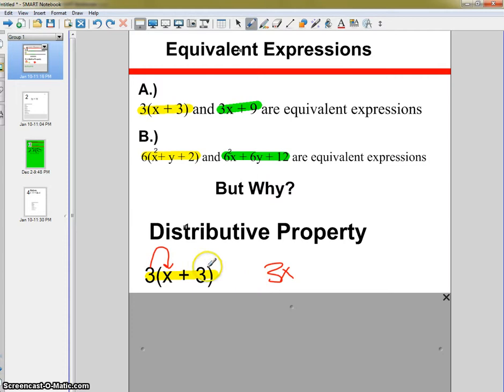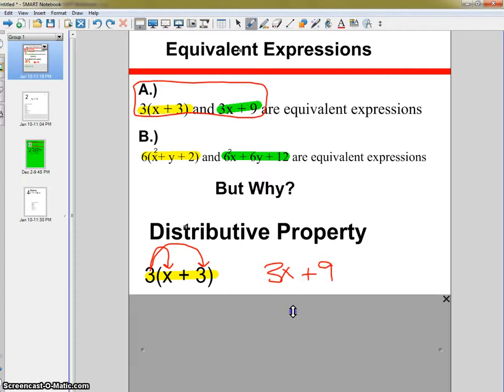We know to multiply them because we have the parentheses right next to the 3. We're going to copy down the plus sign because we're using the operation of addition, and then we're going to multiply 3 by whatever's inside the parentheses, 3. 3 times 3 is 9. So now, you can see in sample A, the expression 3 times the quantity x plus 3 is actually equivalent to 3x plus 9.